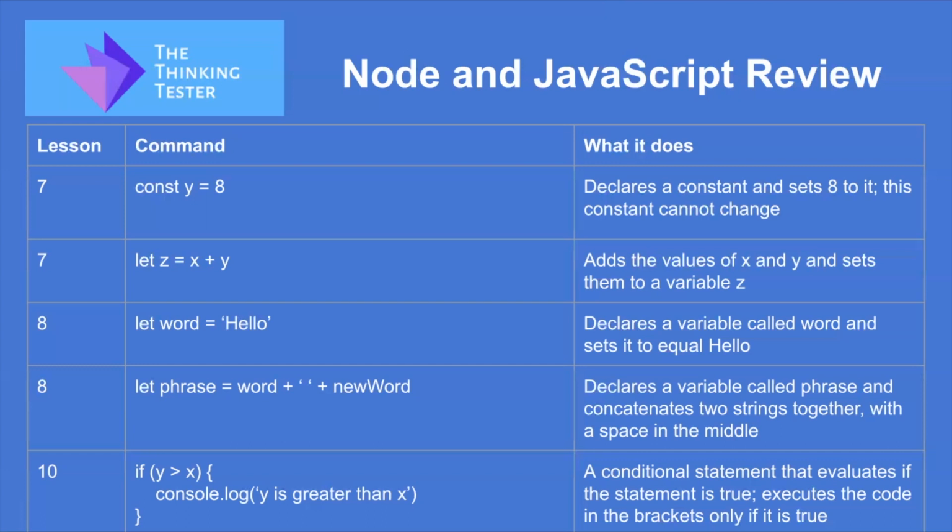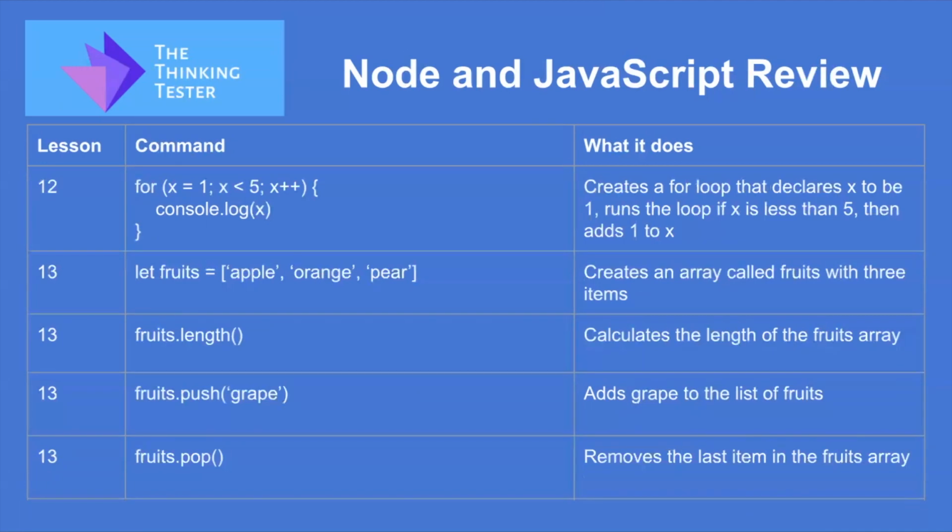We learned an if statement. So if something like y is greater than x, and then inside the brackets, the code is executed only if the if statement is true. We learned how to create a for loop where we're declaring x to be 1, for example, and then saying we want x to be less than 5 in order for the for loop to run, and then x plus plus, meaning that we're adding 1 to the x variable each time we run the loop. And then inside the brackets, console.log x is the code that is executed every time the loop runs.